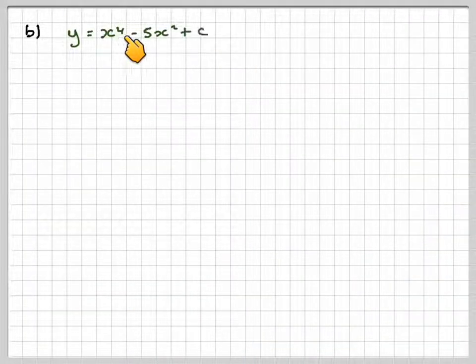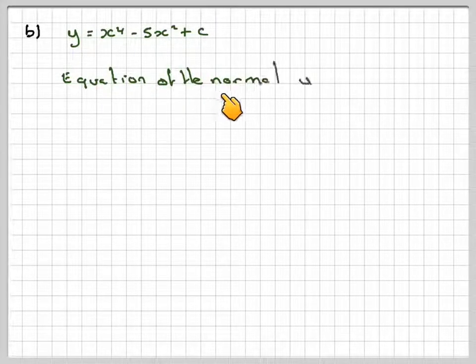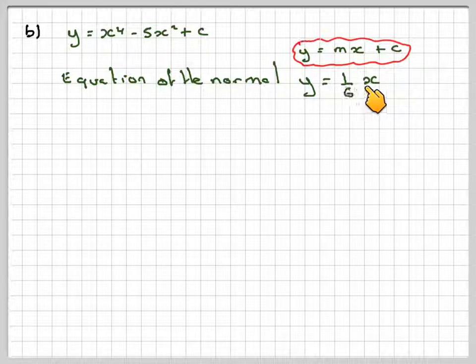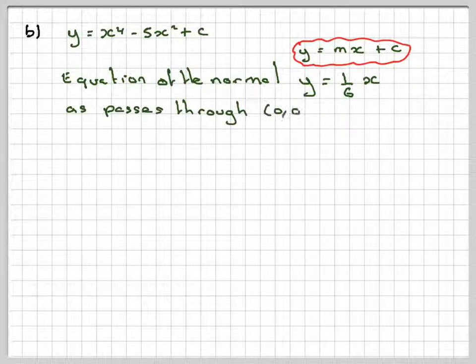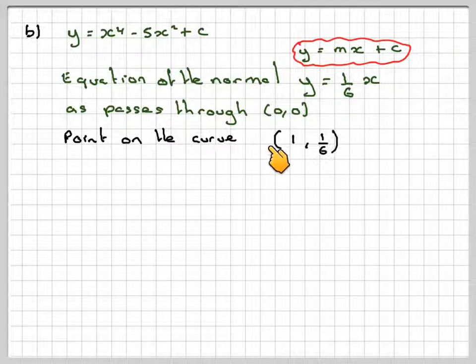So we've got y is x to the power 4 minus 5x squared plus c. The equation of the normal is y is equal to 1/6 of x plus c. It has the same gradient, but the c will be 0 because it passes through the point (0, 0). And therefore the y coordinate, or c, will be 0. So the point where this line hits the curve will be 1/6. We can get that by putting 1 in here, and then we're going to get y is 1/6.